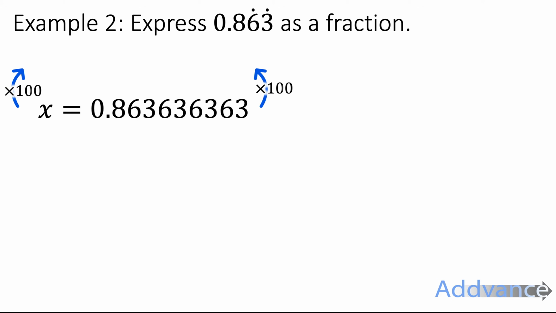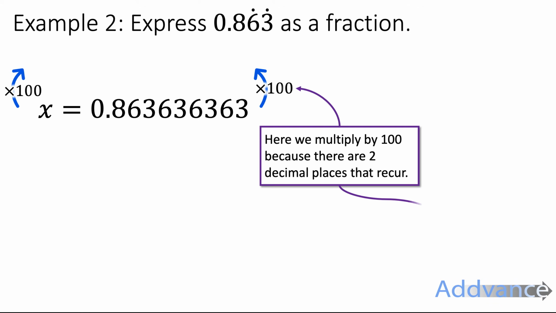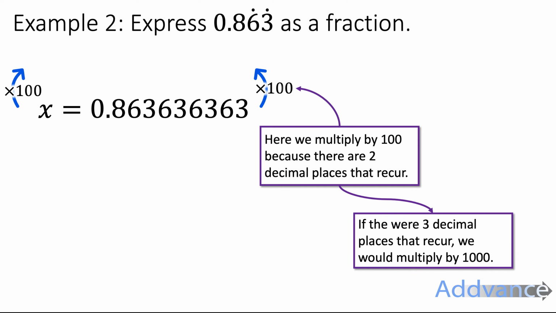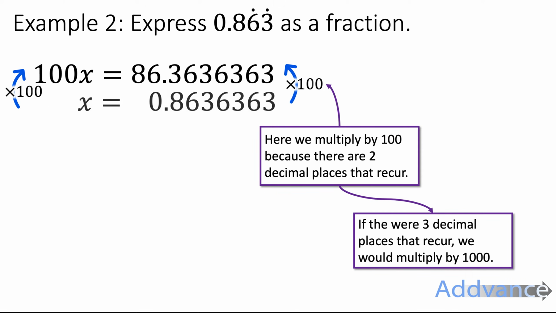Here we times by 100. And the reason we times by 100 is because there are 2 decimal places that recur. If there were 3 decimal places that recur, we would times by 1,000. And if there were 4 decimal places that recur, we would times by 10,000. Okay, so we multiply by 100, and we get x times 100 is 100x. 0.863 recurring times 100 is 86.3 recurring. When you times by 100, you just move 2 decimal places. You move the decimal 2 times.